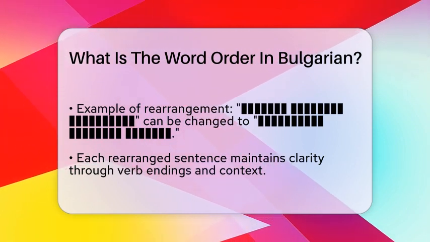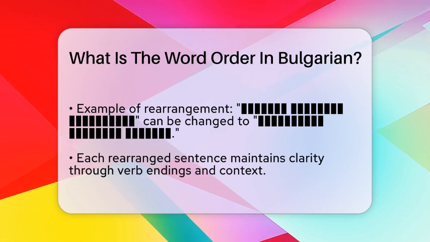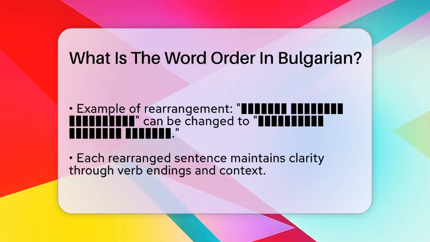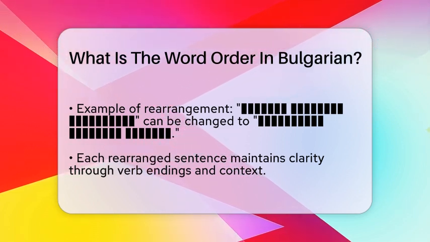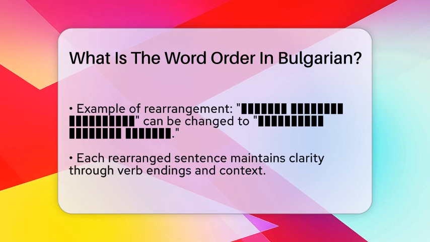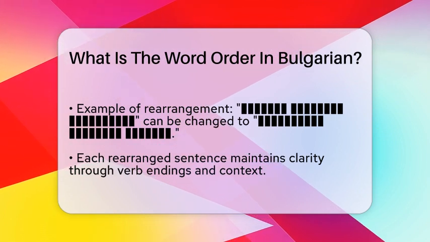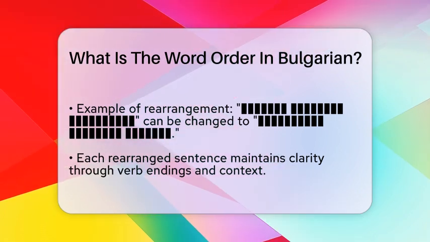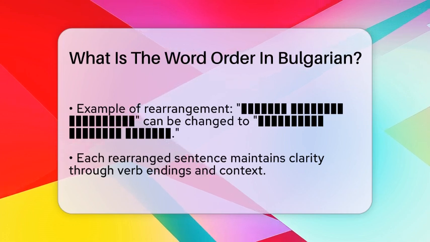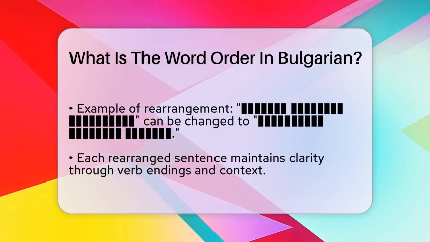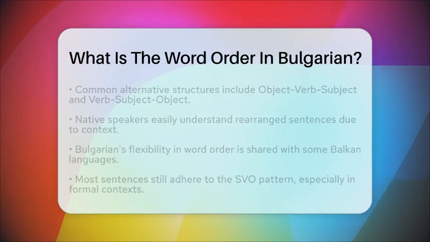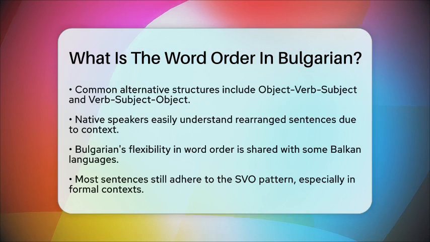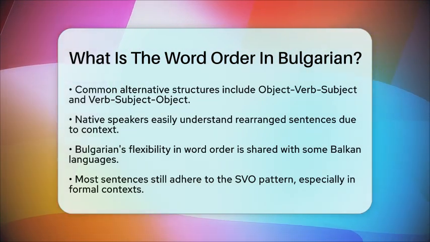In practical terms, while SVO is the default structure, Bulgarian allows for various orders such as object-verb-subject and verb-subject-object. Rearranging words does not confuse native speakers because the verb form always matches the subject, and context helps clarify meaning. This feature is shared with some other Balkan languages, but Bulgarian stands out for its freedom in this aspect. For those familiar with other Southeast European languages, Bulgarian's flexible word order may feel quite natural.